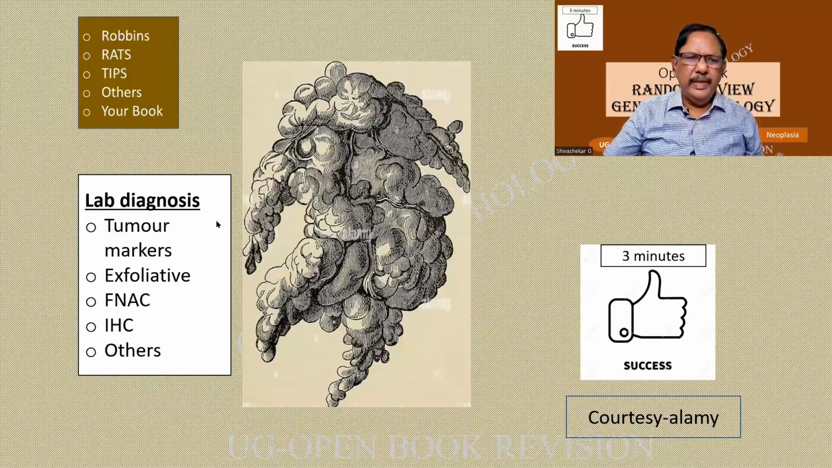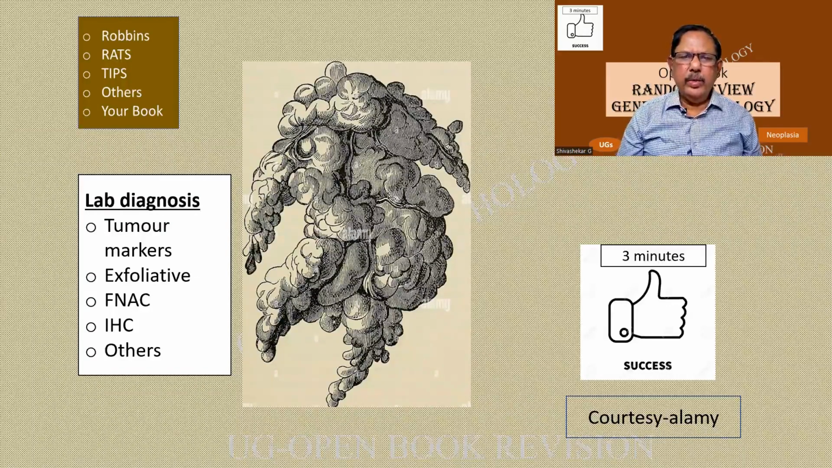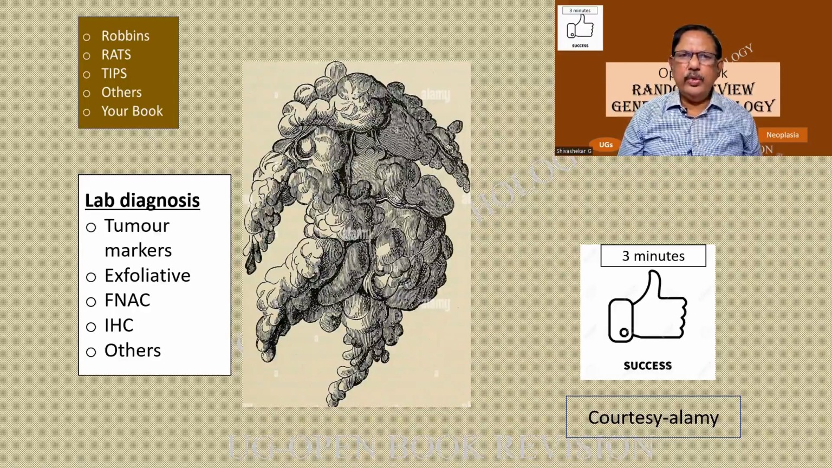So here again, there are the tumor markers, exfoliative cytology and FNAC. I have explained it separately. So exfoliation means falling off, the pap smear, etc. Again, what are all the sites? What are the stains? What is the importance? FNAC, where all can we do fine needle aspiration? What is the advantage? What is the disadvantage? Repeatedly asked university question.